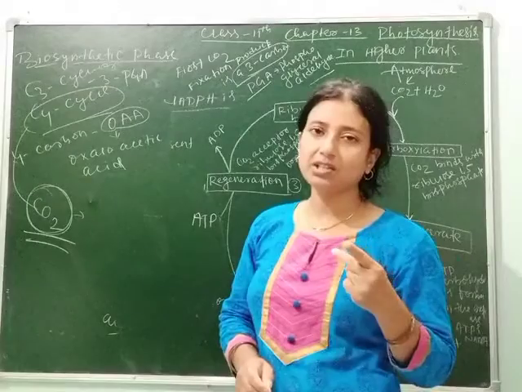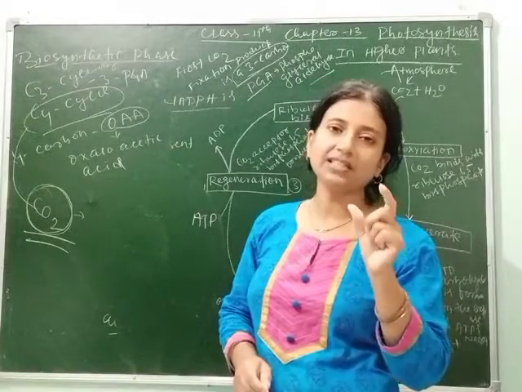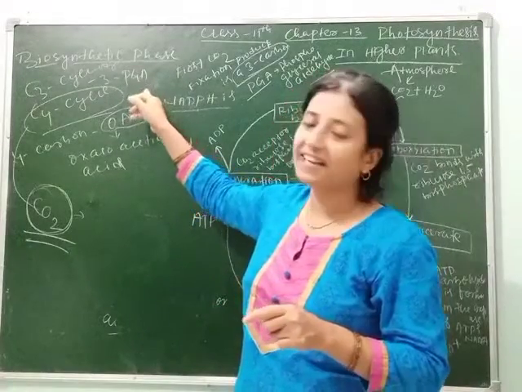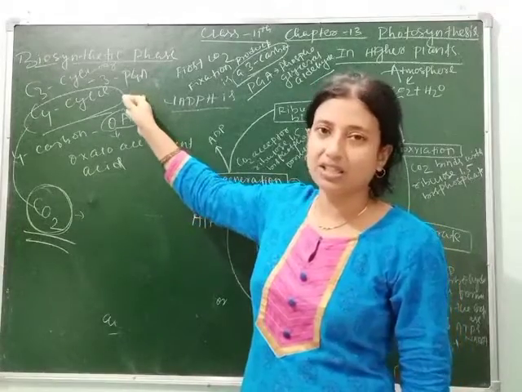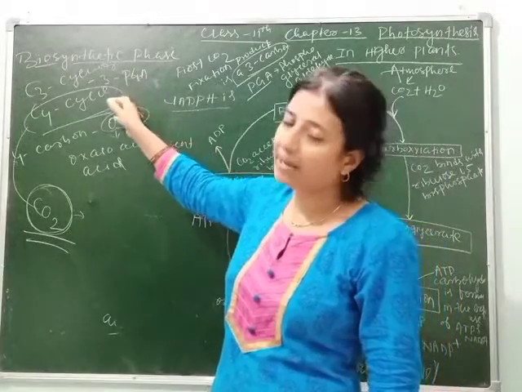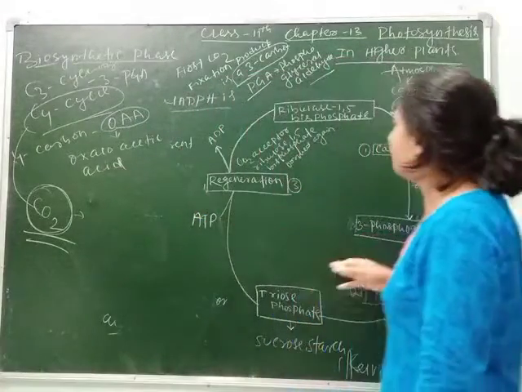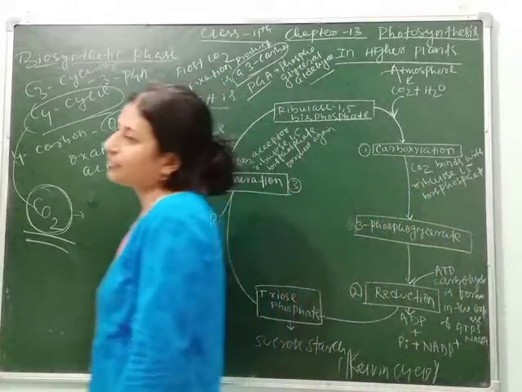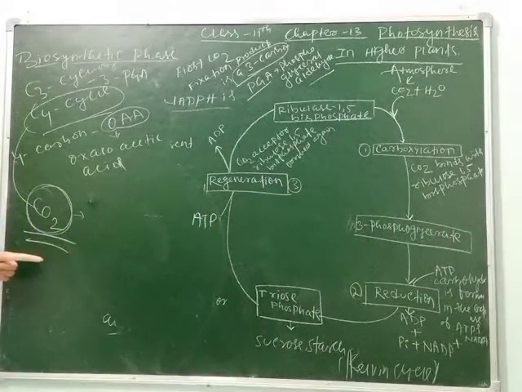The 3 carbon source is called PGA. Why? Because the first product is a 3 carbon source. So PGA, phosphoglyceric acid, is formed, and that is found in most of the algae in the oceans. The experiment was done by Melvin Calvin, and after his name this cycle, which I will explain to you, is named the Calvin cycle, or we can say the C3 cycle.